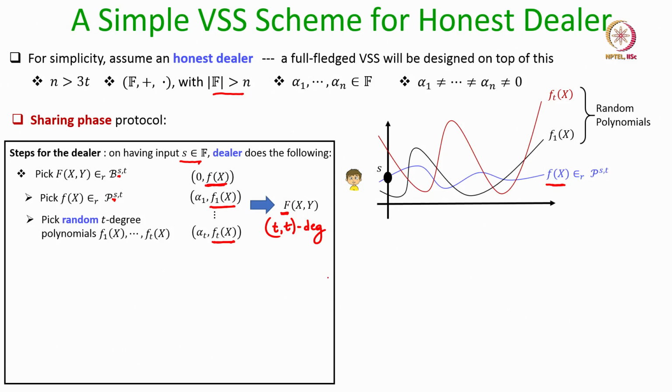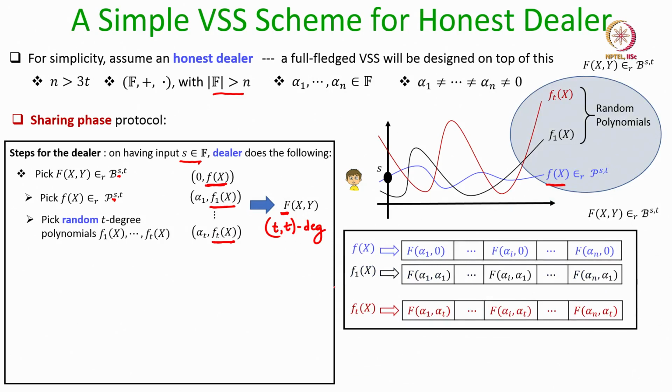Its constant term is S, that is obvious, because f(x, 0) will be f(x), and that means f(0, 0) will be the same as f(0), and f(0) is S, because that is the way the dealer has chosen the polynomial. So, that is another way of picking this random bivariate polynomial. Why it is random? It can be proved very easily.